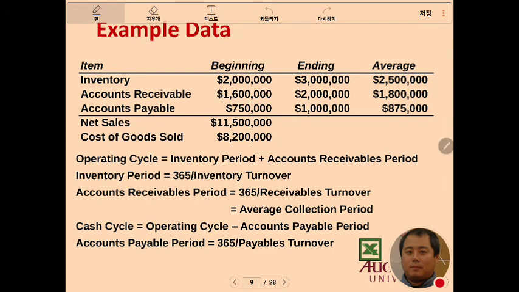So this is an example. The beginning inventory is 2 million, ending inventory 3 million, so average inventory is 2.5 million. Account receivable, beginning is 1.6 million, ending 2 million, so average is $1.8 million, right? And then payable is beginning 1 million, ending 0.75 million, so 875,000 average. And net sales is 11.5 million, and COGS is $8.2 million.